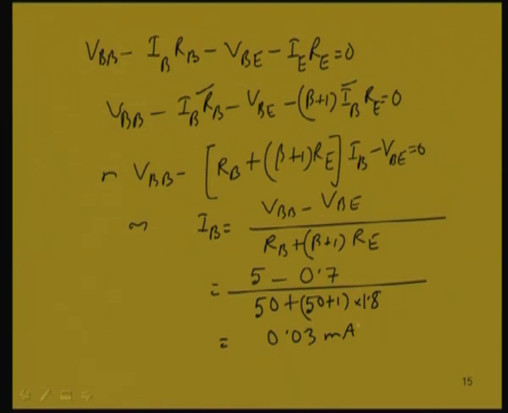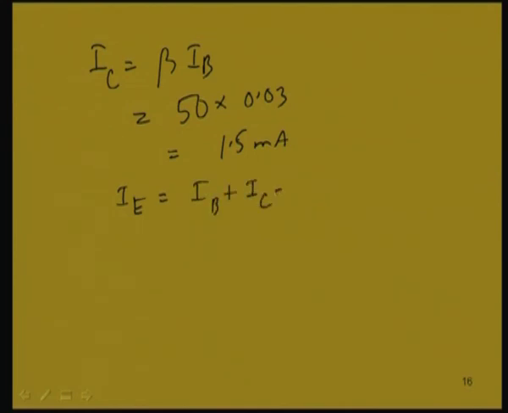So, if IB is this, the value of IC we can immediately find out, beta times IB. Beta is 50 times 0.03, that is equal to, this calculation will give me 1.5 milliampere. So, IC we have found out, IB we have found out. Now we can also know IE, which is equal to IB plus IC, substituting the value of IB and IC, 0.03 plus 1.5, that is equal to 1.53 milliampere.